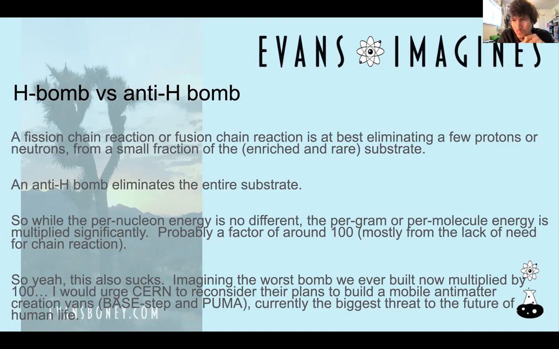when you do your normal nuclear bombing. And an anti-H bomb uses the whole substrate. All gone, all turned into bomb. No chain reaction. The chain reaction is its existence, and it all happens real fast, completely guaranteed at the same time. So while the per nucleon energy is no different, when you eliminate one neutron or something, that's still one neutron's energy, E equals mc squared, going away. The per gram or per mole energy is multiplied significantly because they are all going away. It's all exploding all at once. Now, about a factor of 100 is my guess just from the chain reaction factor, but you also have that you're getting all of it, right?